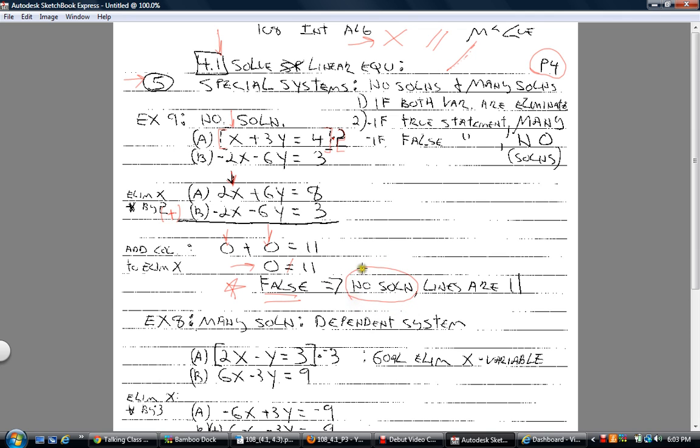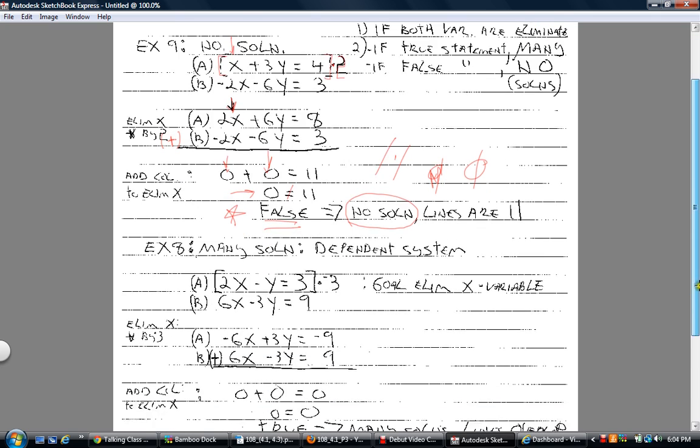When you end up with this false statement, that is implying that there are no solutions. That makes sense because the lines were parallel to each other. 2 lines that are parallel never intersect. There's never an ordered pair between them, because they will never touch. So that's one of your special systems. If you get a false statement, there is no solution, the null set, and the lines were parallel if they ask you to describe them.